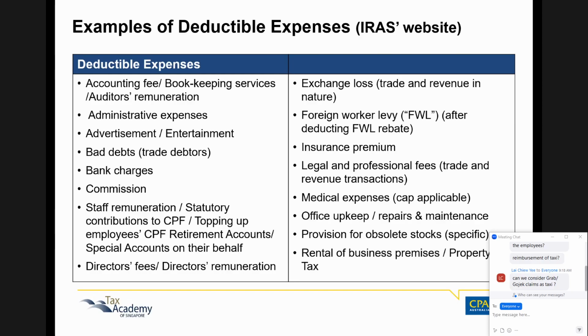The medical expenses, we have gone through them last week. You can claim a deduction, but anything in excess of a certain amount, which we have also gone through in the computation last week, is not deductible. But if it is up to that certain cap, then it's deductible. Then your office upkeep. Provision for obsolete stock has to be a specific provision. And then rental of business premises and property tax.